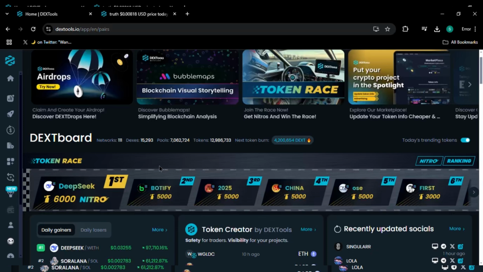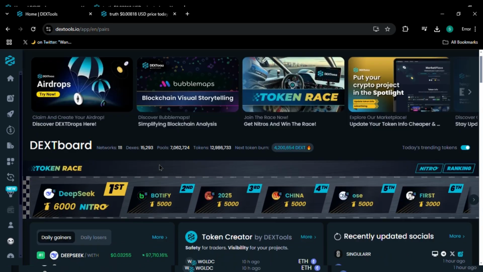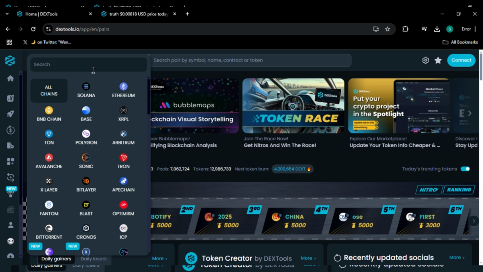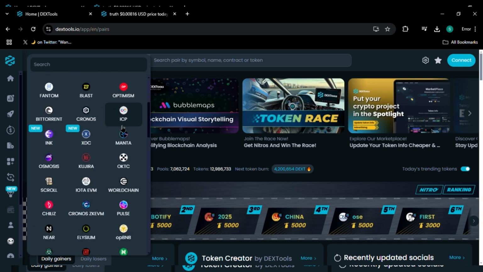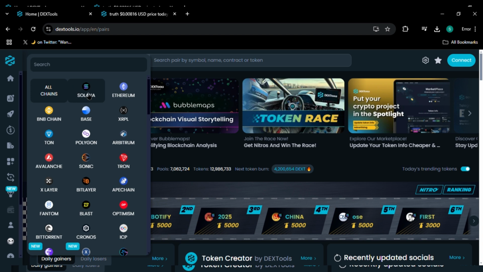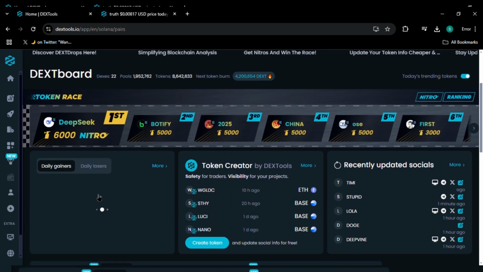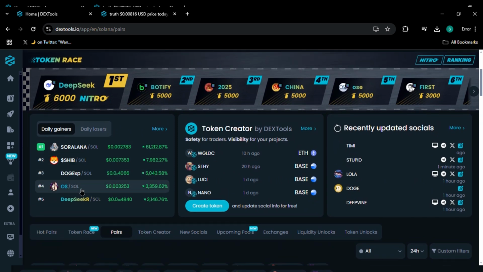So the first step is heading over to Dextools. This platform provides detailed listings for every meme coin and token across various blockchains using the all chains option. You can filter tokens by networks like Solana, Base, or others. For example, here on the Solana network, there's a token that has already climbed 8,000% in just one day.